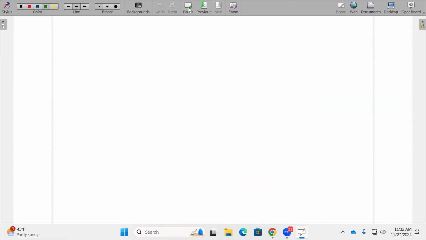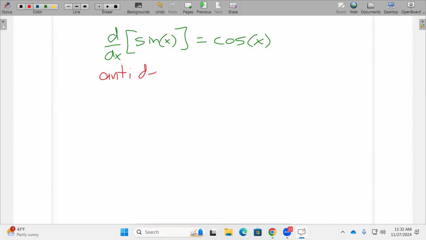Other rules are based on things we learned before. For example, I just have to know things like the derivative of the sine is the cosine. So then the antiderivative of the cosine is what? Sine. Yeah, just a sine. The antiderivative of cosine of x is the sine of x, not the negative sine, it's just the sine.